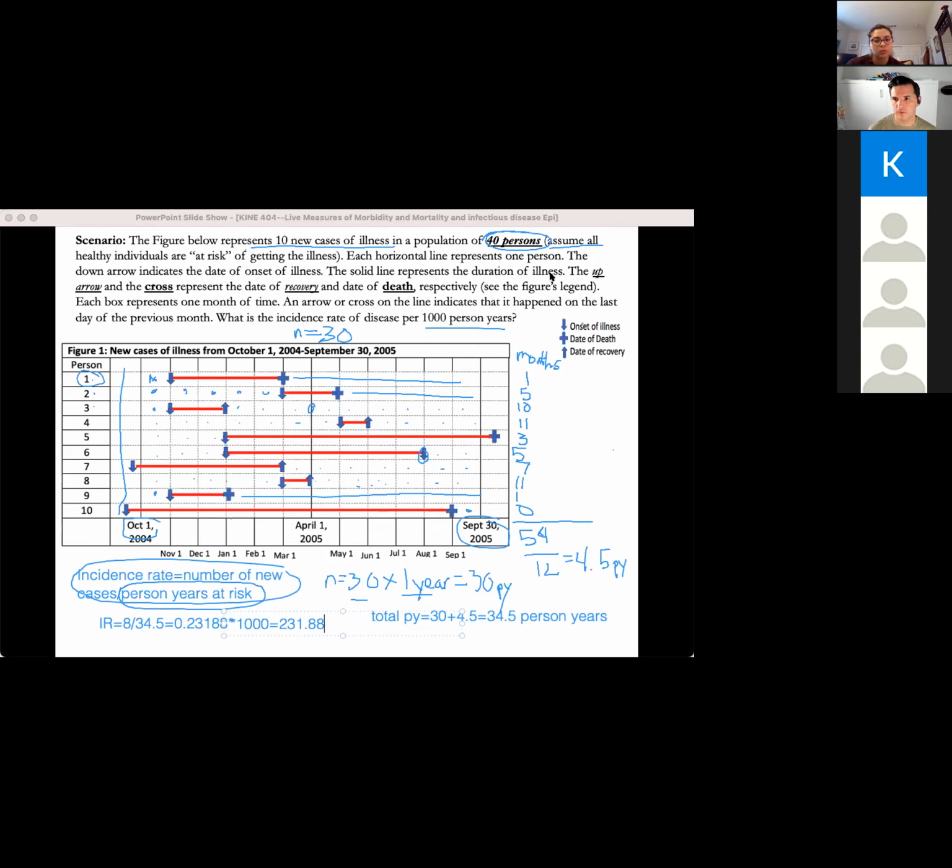Yes. So if one person got the disease, recovered, and then got that again, we would also count that down arrow in the new cases? Yes, exactly. Say, for example, on this figure there was another down arrow right here because that person was unlucky, and 2 months after they recovered, they got sick again, and they were sick for another 2 months. Then that down arrow would be another new case of disease in that particular time period. So you would count that again.